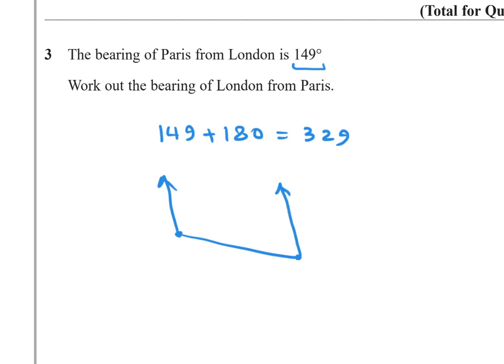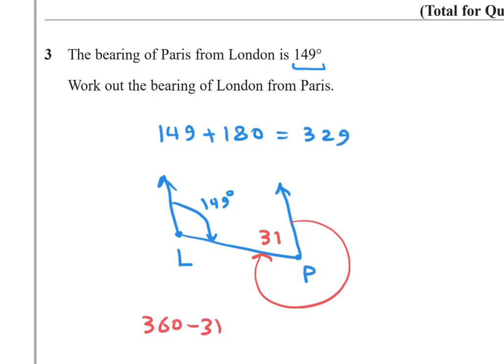Now the bearing of Paris from London is 149. So we can say that this is Paris and this is London, and this angle is 149, and I need London from Paris, so I need this angle. So 180 minus 149 equals 31. Then 360 minus 31, you get the same answer, 329.